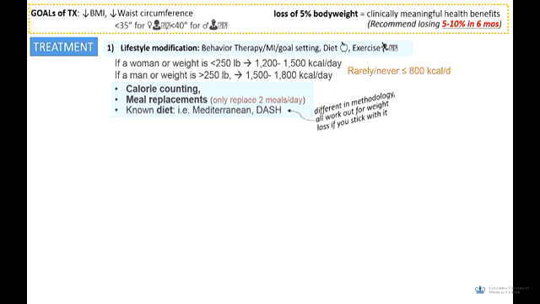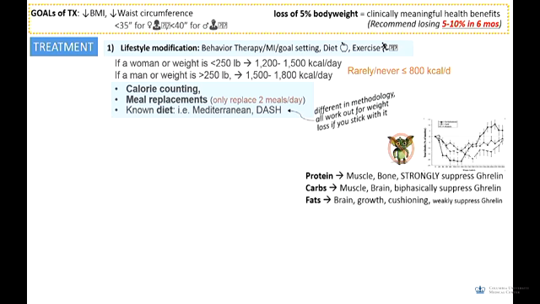Ways that patients can augment their diets include calorie counting, meal replacements, though the lecturer mentioned only replace 2 meals a day. And of course, there are plenty of known diets that were reviewed, including the Mediterranean, DASH diet. And it's just important to note that they're all different methodology, some low carb, some low fat, but they all work out for weight loss if you stick with it.